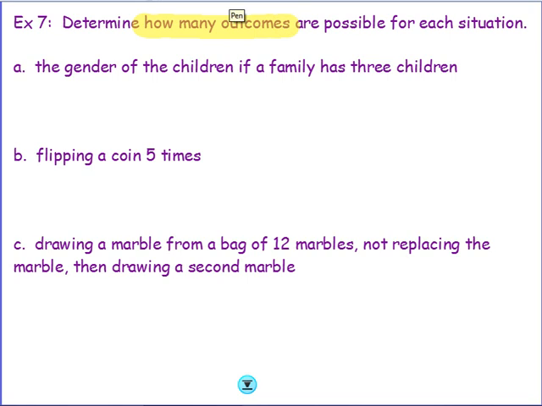We are not concerned with what the outcomes are. We simply want to know how many there are. So you have a family, and you're trying to find out how many different outcomes are possible for the gender of the children of a family of 3. So you have 3 children. This is where I use little blanks again: child 1, child 2, child 3.